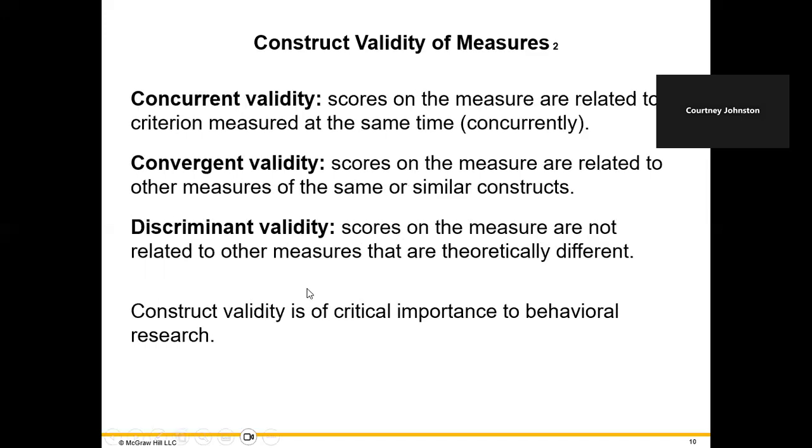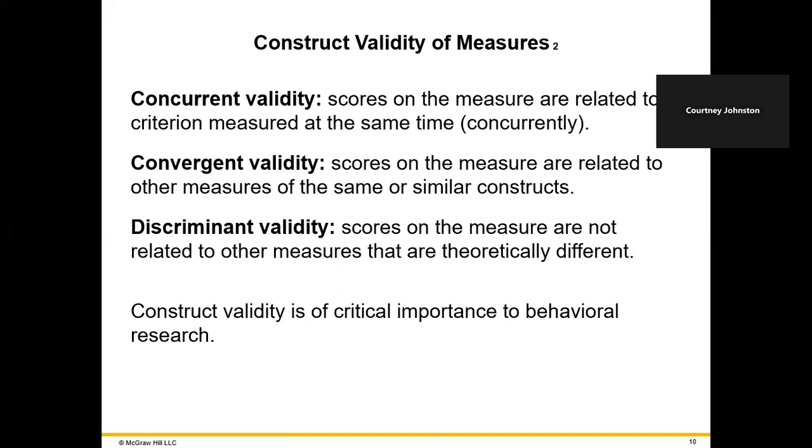We also have concurrent validity. And this is when scores on the measure are related to the variable that's measured at the same time. Convergent validity: scores on the measure are related to other measures of the same or similar constructs. So let's say you develop a survey that measures depression. What you might do is look at the convergent validity of that in comparison to something like the Beck Depression Inventory.